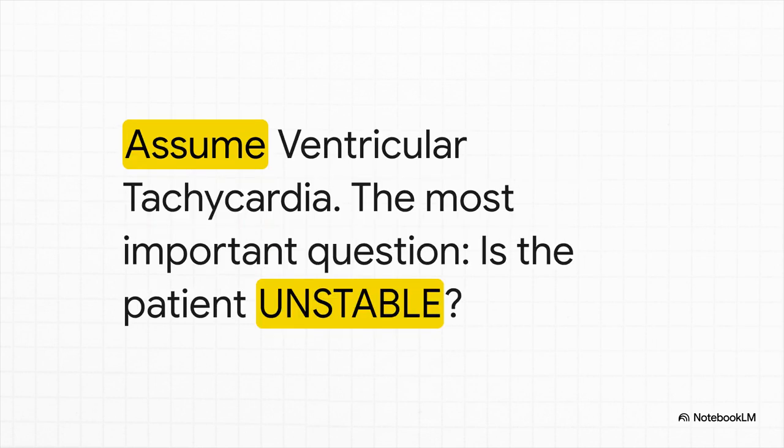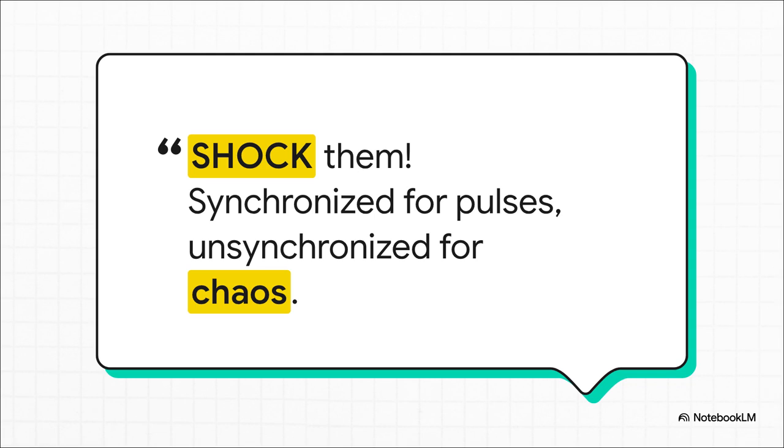Moving on. All right, what if it's too fast and wide? You have to assume it's ventricular tachycardia. And the most important question you can ask is, is the patient unstable? We're talking hypotension, chest pain, confusion. If you see any of that, you stop messing with drugs and you shock them. Simple as that. Synchronized if there's a pulse, unsynchronized for pure chaos. You gotta master the branch point, choose the right weapon, and save the life.